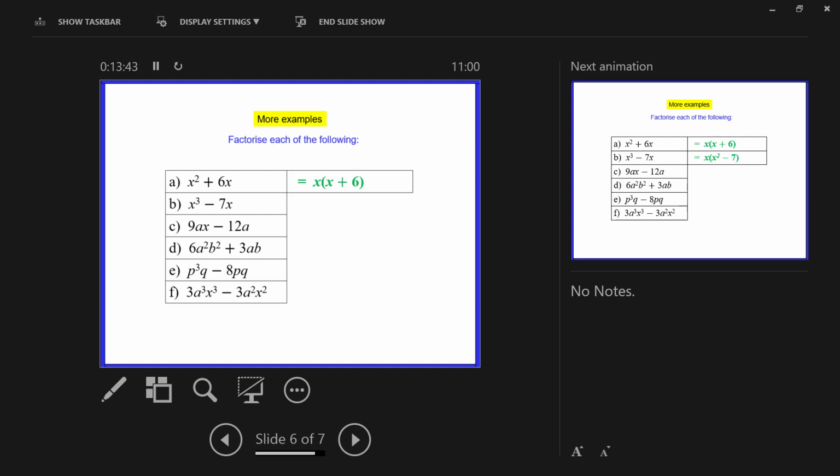Exercise 16.3, only number 1. So it's 4 sums. A, B, C, D, okay? Only number 1. 16.3. Right, you guys may go.